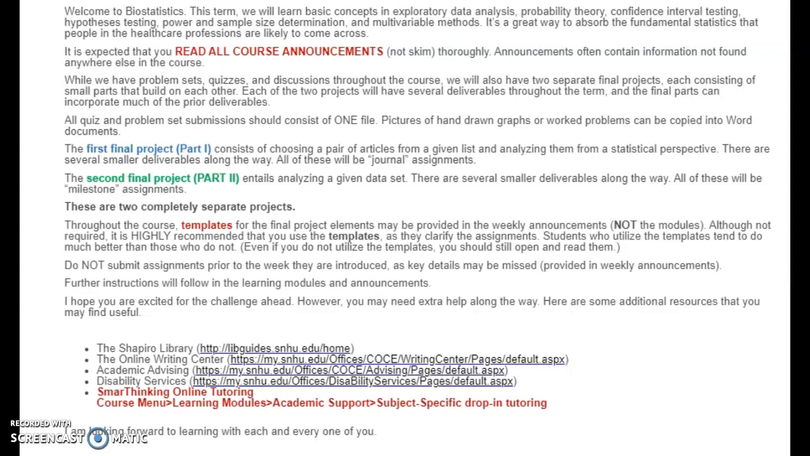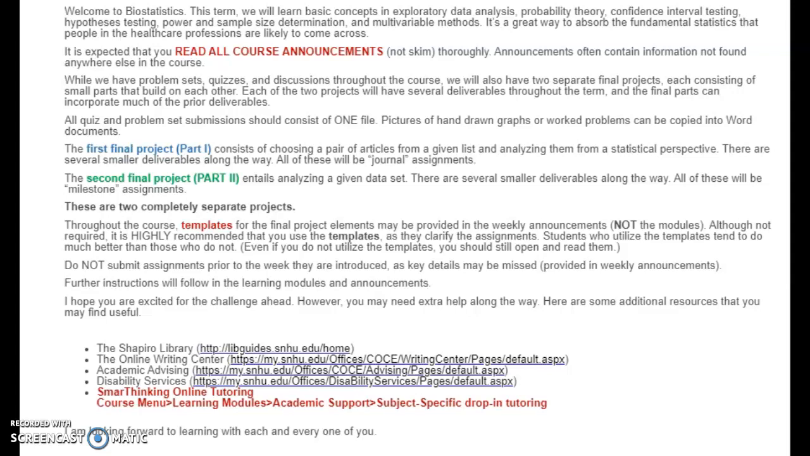A note on the quizzes and problem sets. If you want to do some work by hand, that's completely fine. Just every time you do a problem by hand, take a picture of it and then paste that into the problem set file that you're given in the module. Make sure you do one question at a time and put it after the picture after each question.